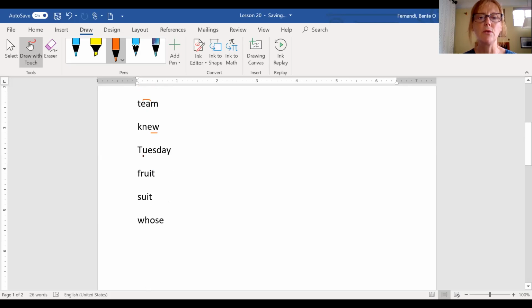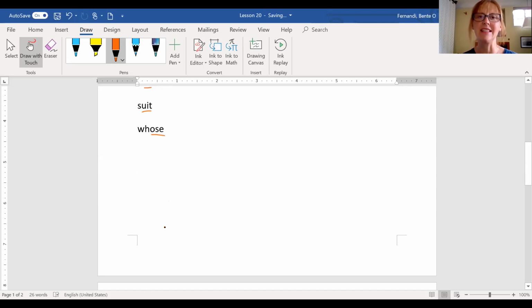Here we have Tuesday with the UE, like in the library book is due, Tuesday. Those two have the same oo spelling, UE. Fruit, we have the UI spelling of fruit, that's unusual, along with suit. He ate fruit in his business suit, right? Whose, this is that more unusual spelling of oo, which is O consonant E, right?